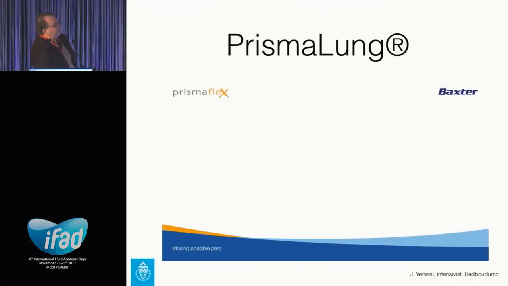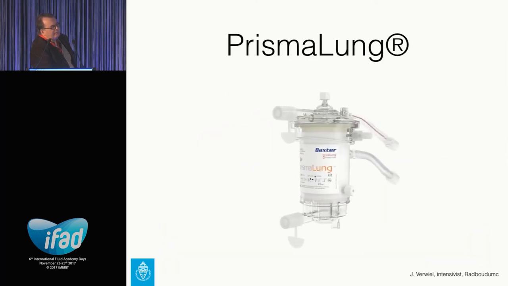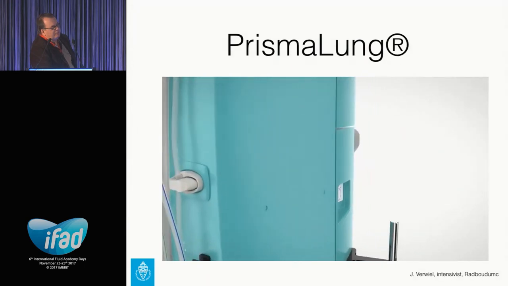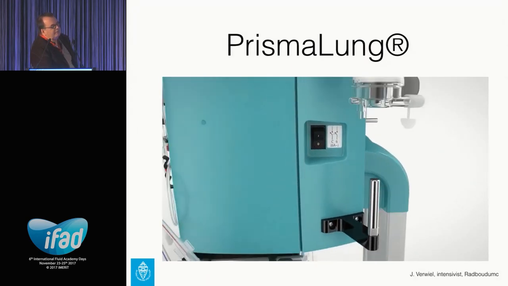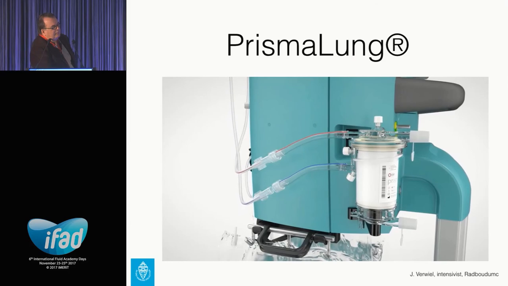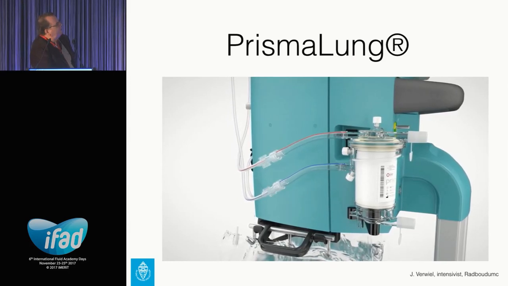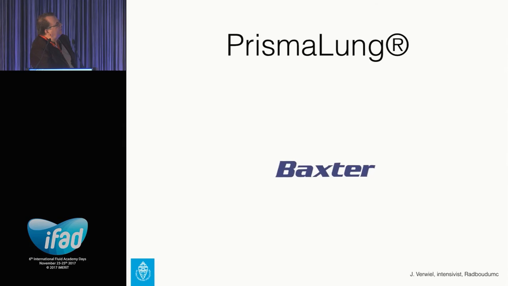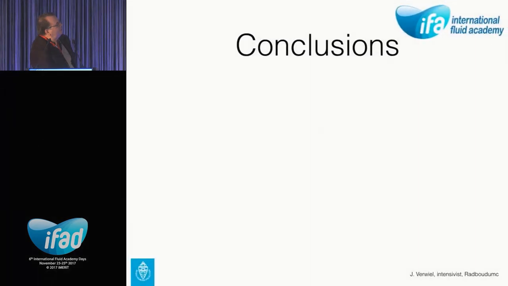And this is how it works. It is very simple. Probably you know the machine, the Prismaflex. This is the Prismalung. It will be placed at the side of the Prismaflex, just over there. We connect the two lines. We connect oxygen, and then it's finished. So this means that fluid overload can be accompanied by some other very nice measures in dealing with the problems of patients in septic shock.